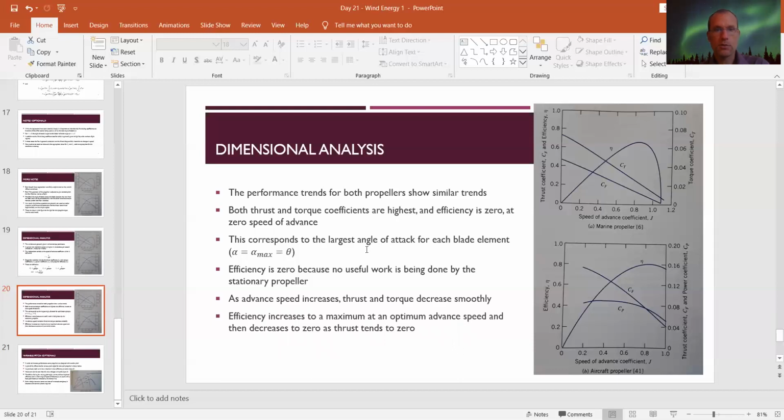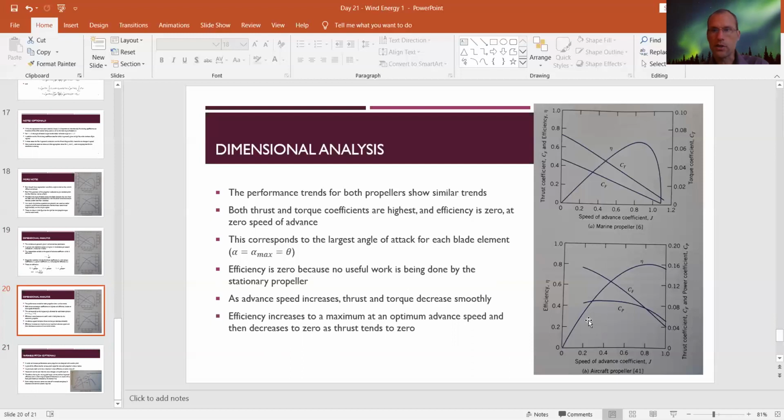0 speed of advance also corresponds to the largest angle of attack. So alpha equals alpha max equals theta, which is also why you get the most power or force or torque out of this. Again, efficiency is 0, no useful work being done by a stationary propeller. And as advance speed increases, thrust and torque decrease. So torque going down, force going down. Power generally goes down as well.